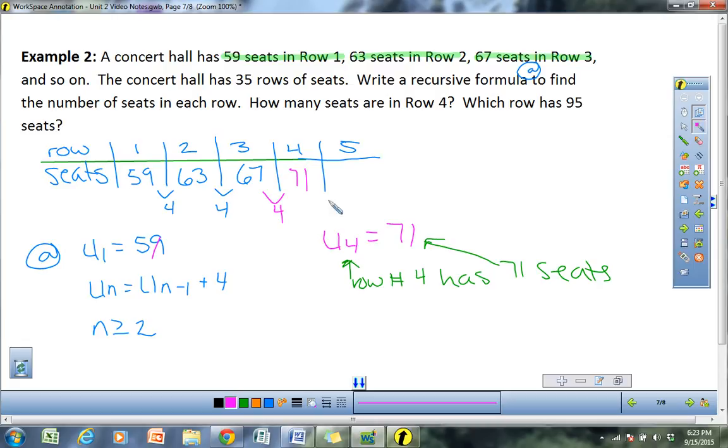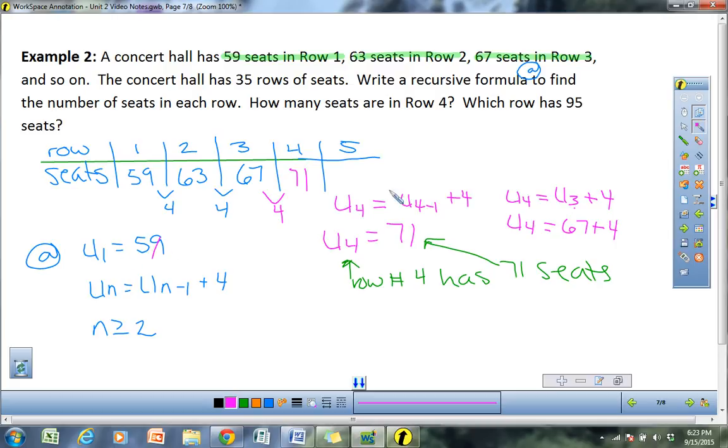But what I didn't show was I could have done U sub 4 equals my previous term, U sub 4 minus 1, plus 4. Well, U sub 4 minus 1 is U sub 3, plus 4. So U sub 4 equals U sub 3, which is 67, plus 4 is 71. You don't have to show all that work. You can just fill in 71 here and write it as U sub 4 equals 71.